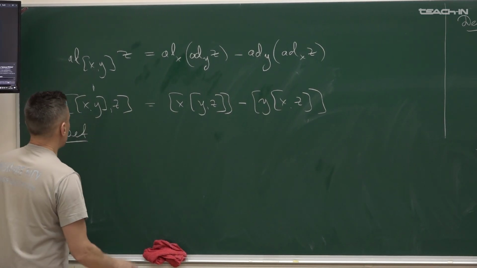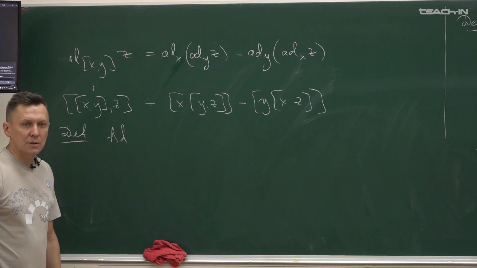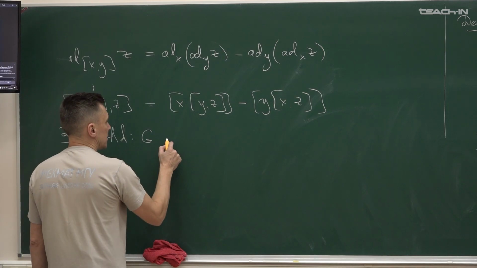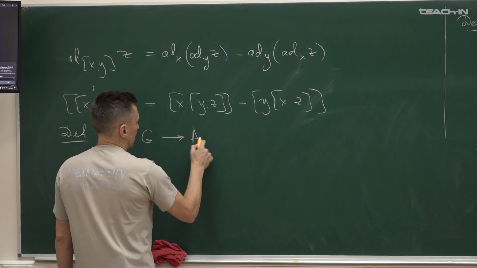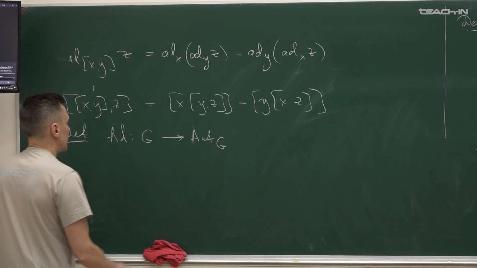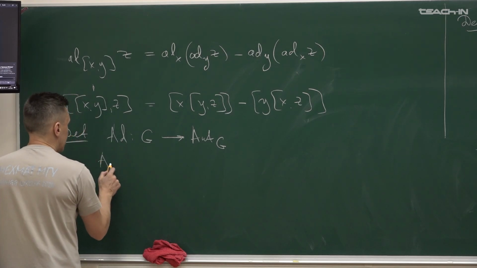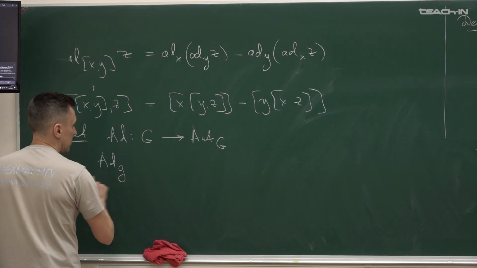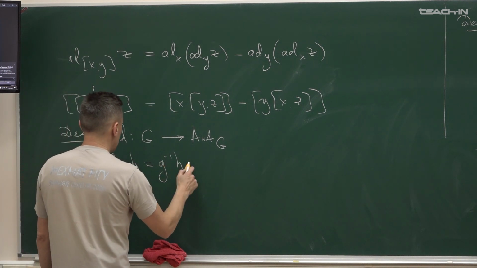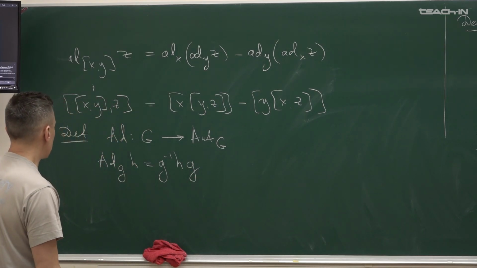Definition. There is a big adjoint action of the group on itself. It is a map from G to automorphisms of G. It acts as follows: Ad_g of h is g h g^{-1}.